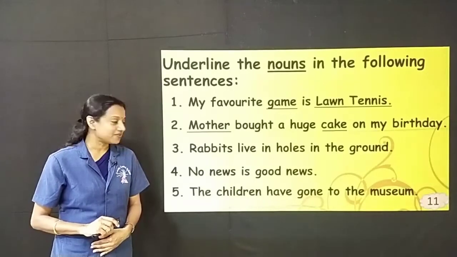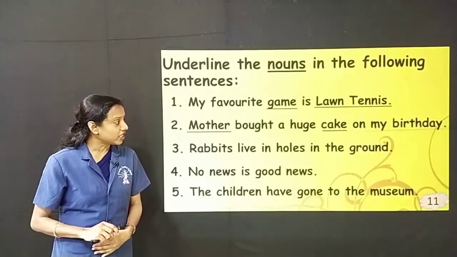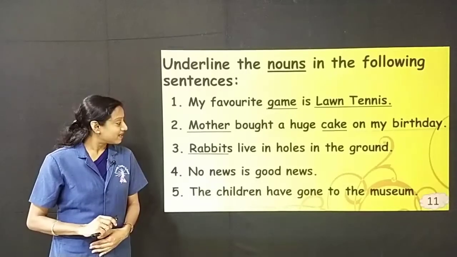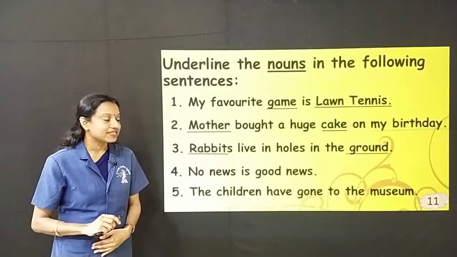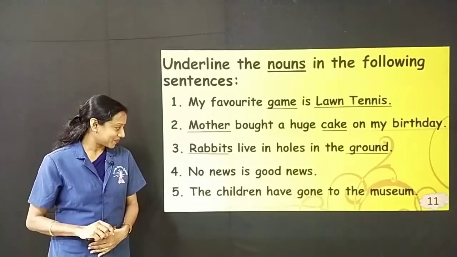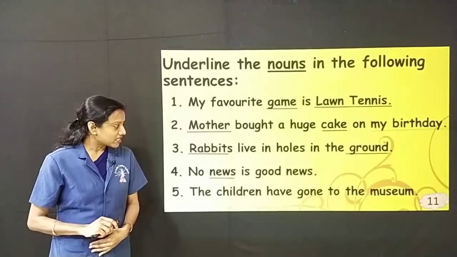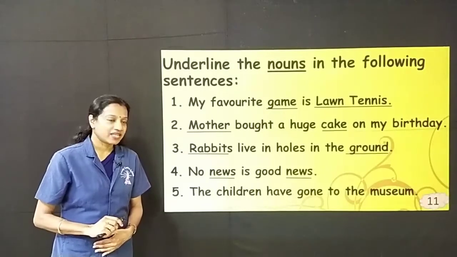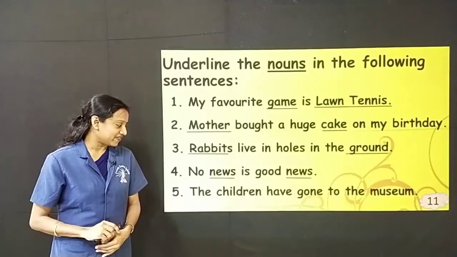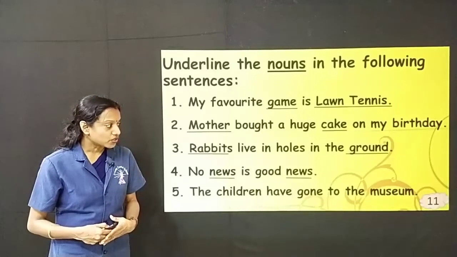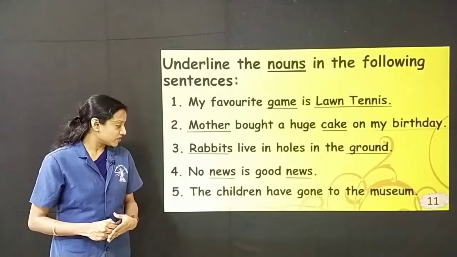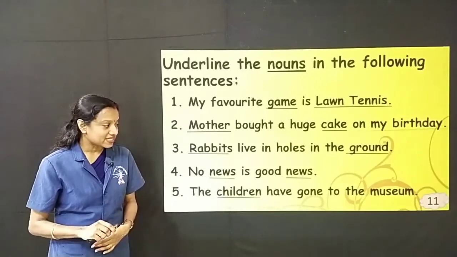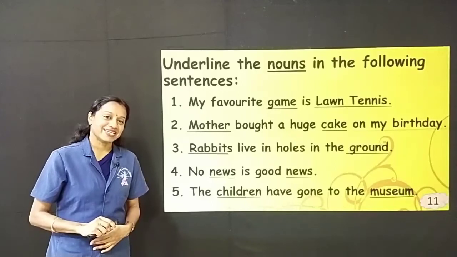Number 3, children, rabbits live in holes in the ground. So rabbits, animal here, and the ground, a thing here. No news is good news. So news here is a noun. Number 5, the children have gone to the museum. So children here is a noun, and museum here again is a noun.